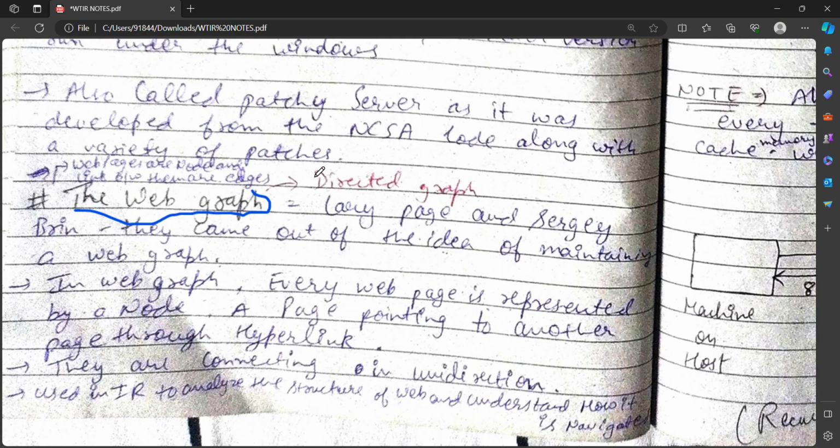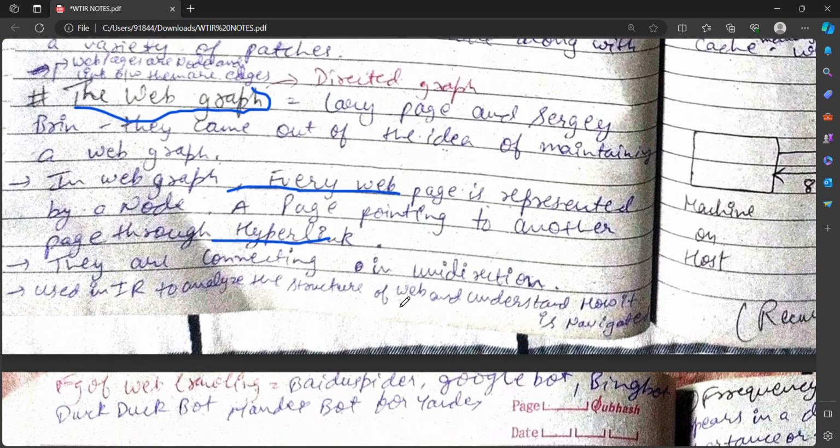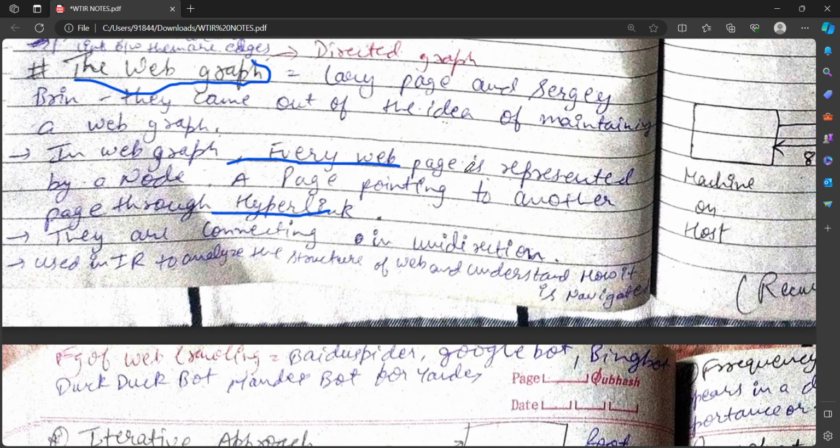So this is our graph, because a graph has two things: nodes, or vertices, and edges, or the links between the vertices. Here we have web pages as vertices, and the links between them are edges. And how are they linked to each other? A page points to another page through a hyperlink, as you can see here. I have written it very clearly. So in a web graph, every web page is a node, and a page pointing to another page through a hyperlink is known as an edge. So this is very clear to you now.